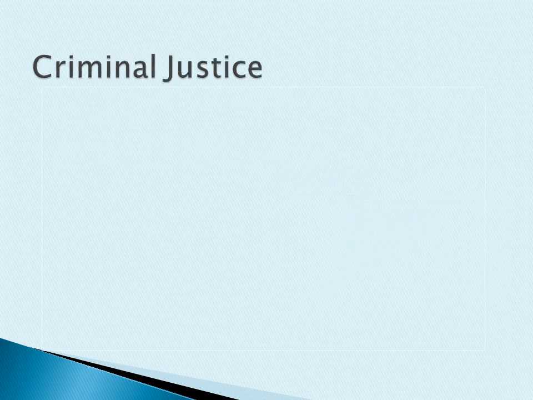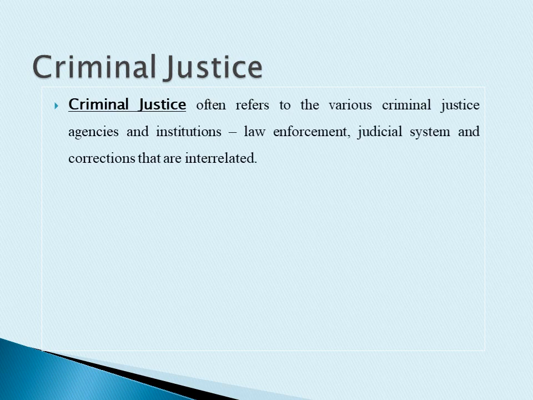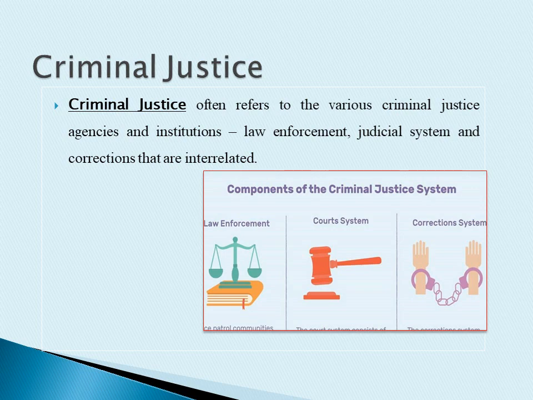Criminal justice. Criminal justice often refers to the various criminal justice agencies and institutions. They include law enforcement, judicial systems, and corrections and prison systems. They are interrelated and work together towards a common goal.